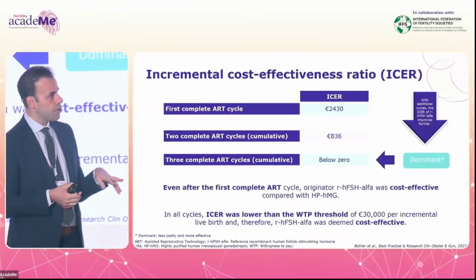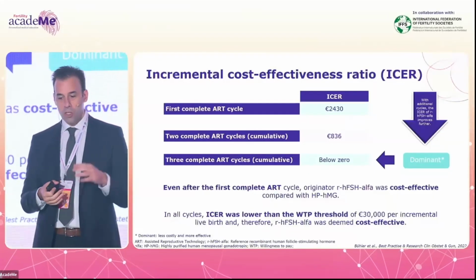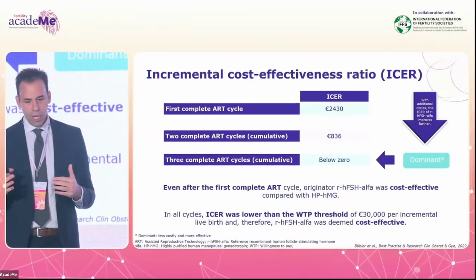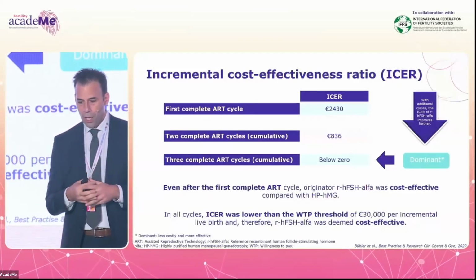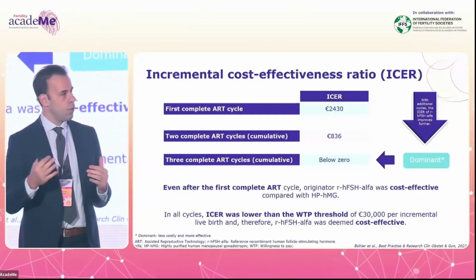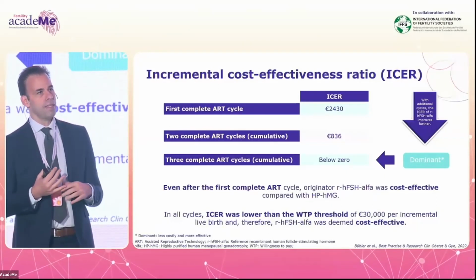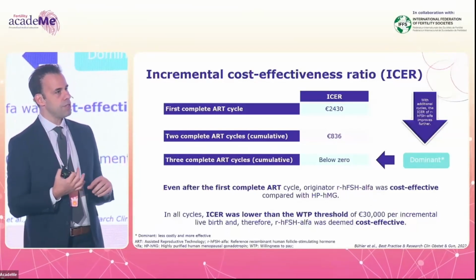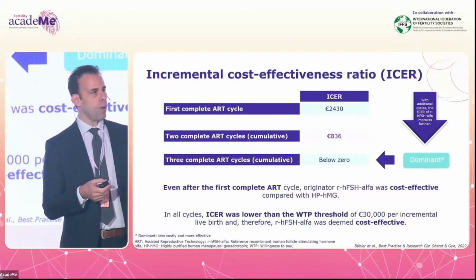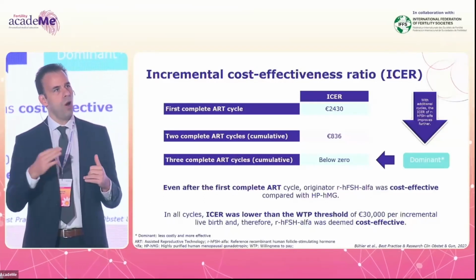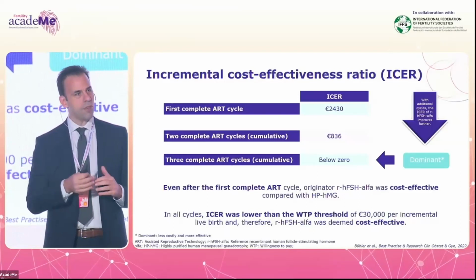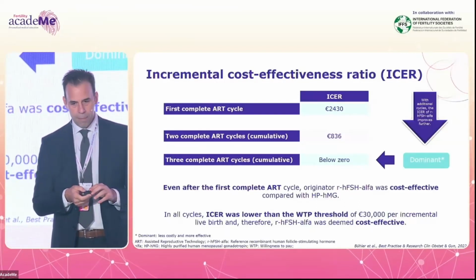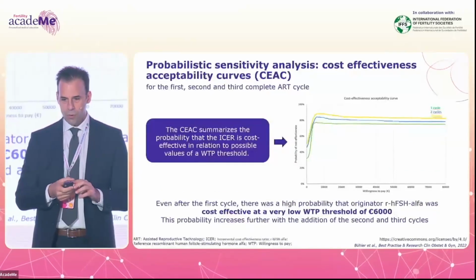When you had 2 complete ART cycles accounted, then cumulatively it was even more cost-effective, and when you accounted up to 3 complete ART cycles, then the ICER was below 0, meaning that it was dominant, that it was both cheaper and also more efficacious. When you take into account the cumulative cost of 3 ART cycles and the cumulative effectiveness, follitropin alpha was the dominant method and therefore the one to go by.